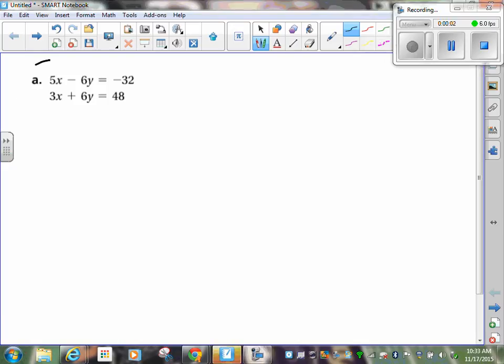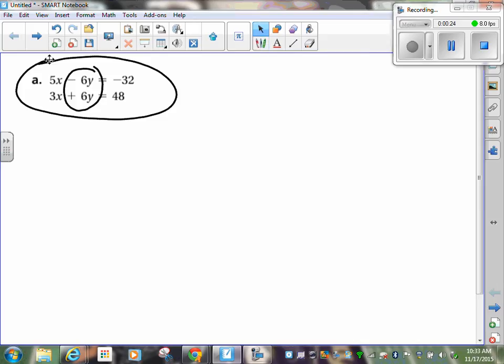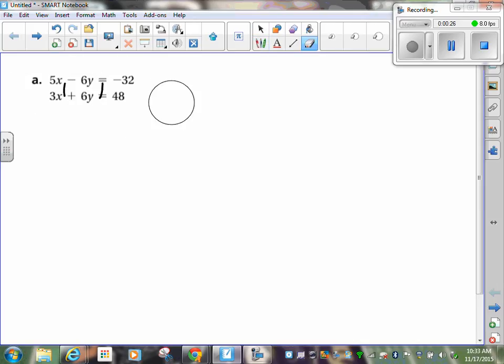Okay, so when you look at this equation, you guys notice that these two numbers are similar. One's a -6, one's a +6. Okay? If that happens, you can use the elimination method to find out what your letters are. So let's take a look at what you do when that happens.